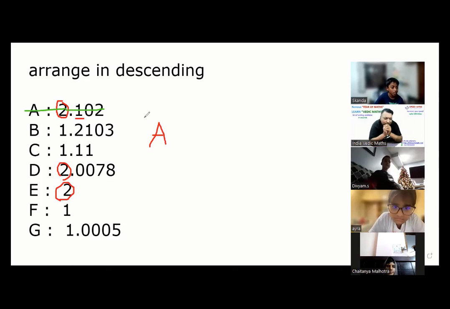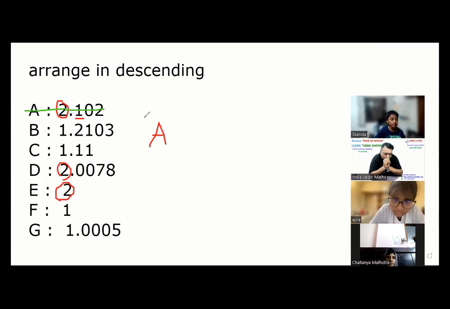A is gone. Sir, next one, sir. D, sir. 2.0078, sir. Why is D bigger than E? Because, sir, decimals, sir. Because this is extra, right? Yes, sir, that is extra, sir. So D will come next.